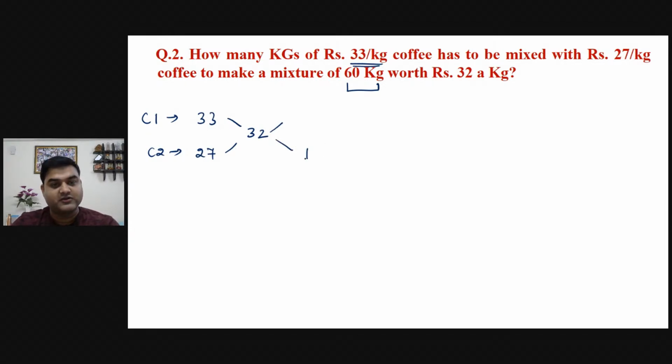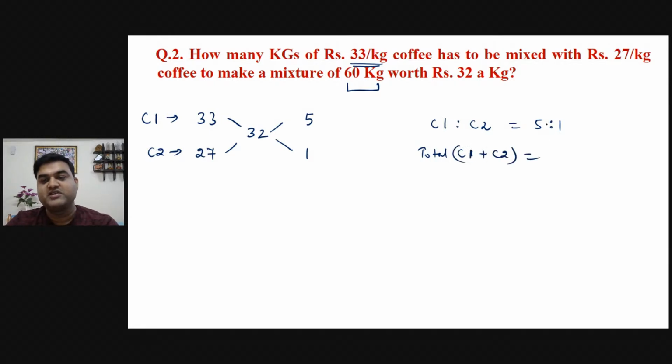33 minus 32 is 1, and 32 minus 27 is 5. So we have got the ratio. Quantity of C1 and C2 will always be in the ratio 5:1. Now, try to understand. If the ratio of coffee 1 and coffee 2 is 5:1, then total C1 plus C2: this is 5 kg, this is 1 kg. So total will be 6 kg, no?